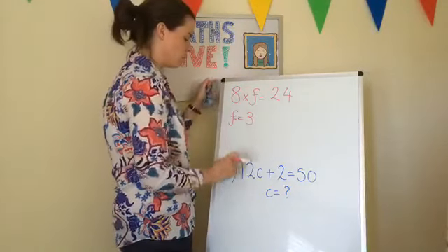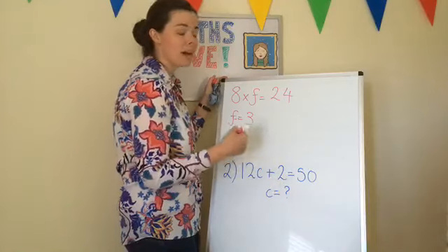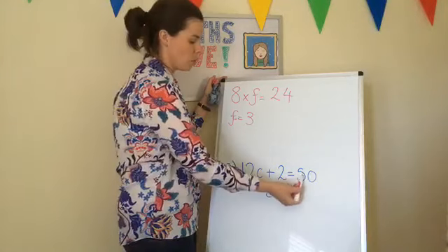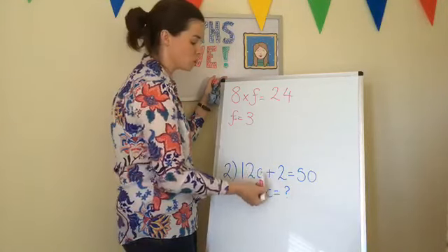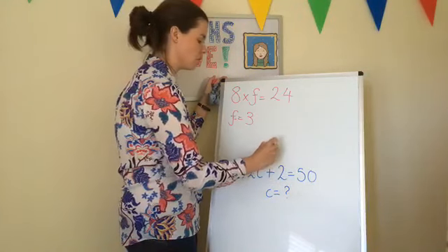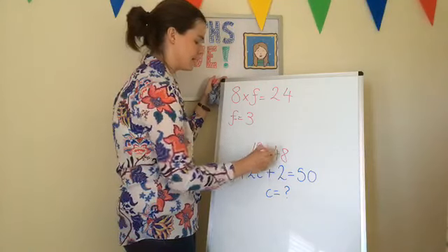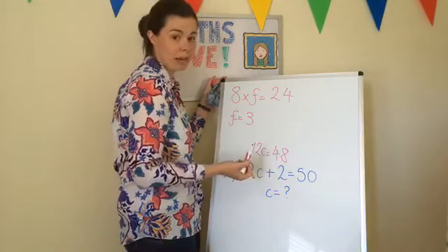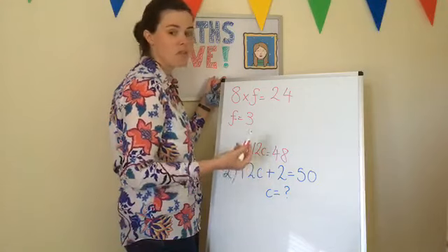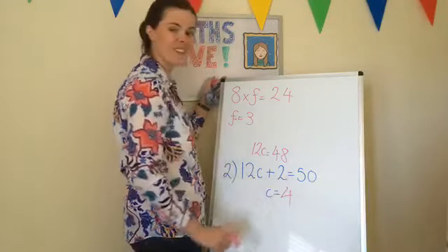And then this question, we've got 12c plus 2 is 50. So we have to do the inverse. We start from 50. So it's 12 times something plus 2 is 50. If we take away the 2, that's 48. So 12c is now 48. What do we times 12 by to make 48? 4 12's 48. So c is 4.